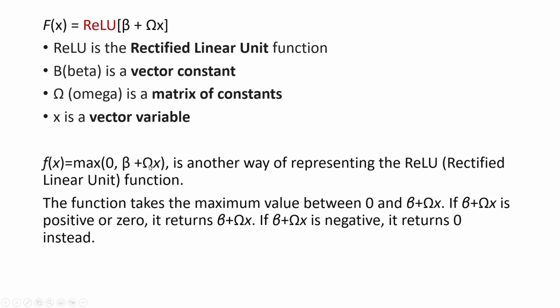max(0, beta plus omega x). So the function takes the maximum value between 0 and beta plus omega x. If beta plus omega x is positive or 0, it will return beta plus omega x. But if beta plus omega x is negative, it will return 0.